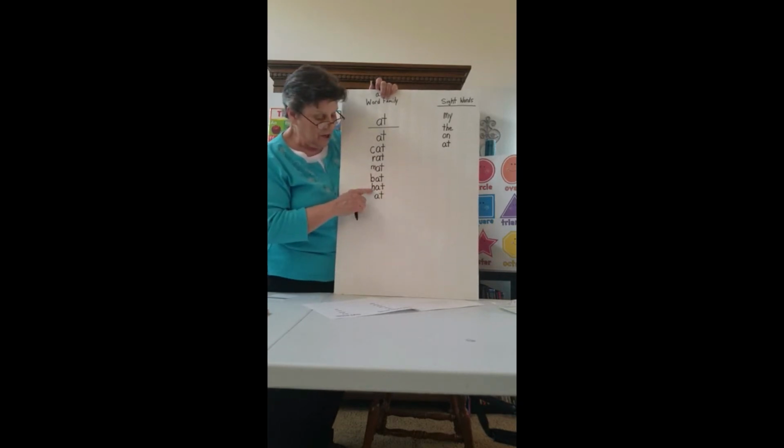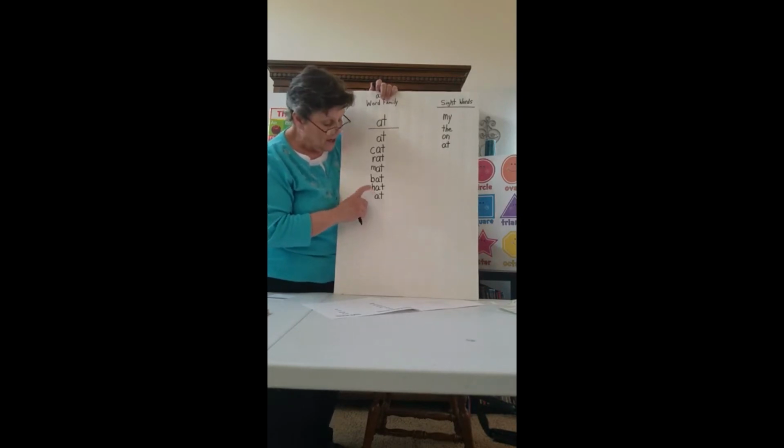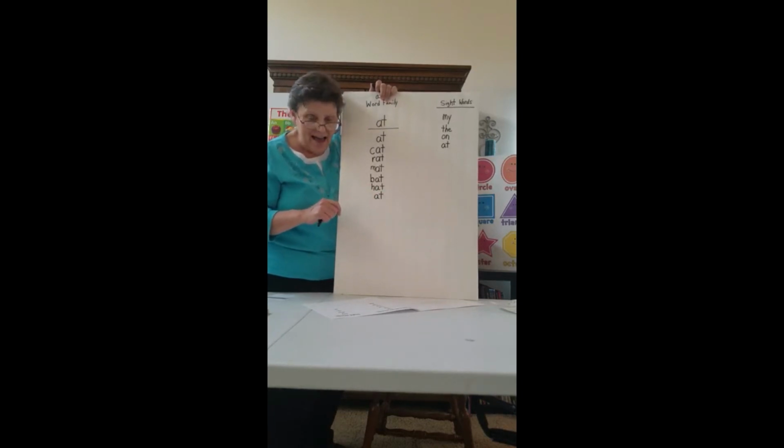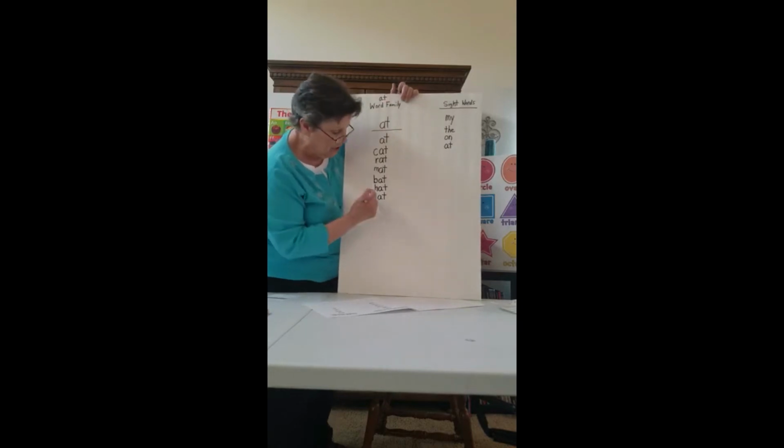What's this right here? That is an H. If you said H, you are correct. H-at. What is that? Hat. That's right. Very good. Now let's try this one.